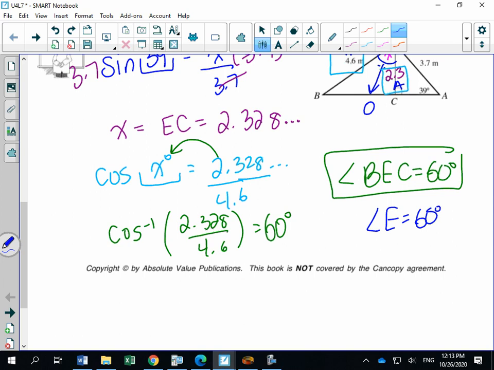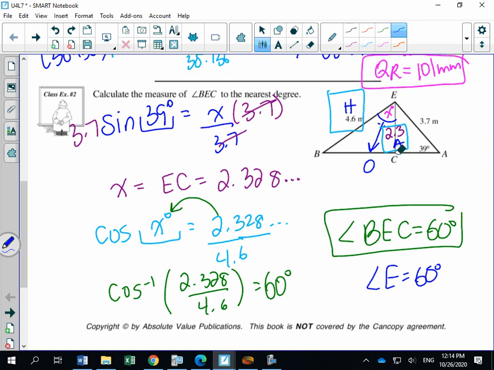Students who write angle E is equal to 60 degrees, I would have to take off a 0.5. Do you know why that would be? If I go up, Kieran, why would I take off a 0.5 for saying angle E is 60? Yeah, angle E is really this guy here. That's truly angle E, right? So it'd have to be angle BEC.